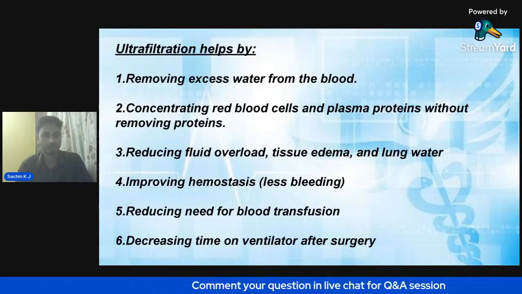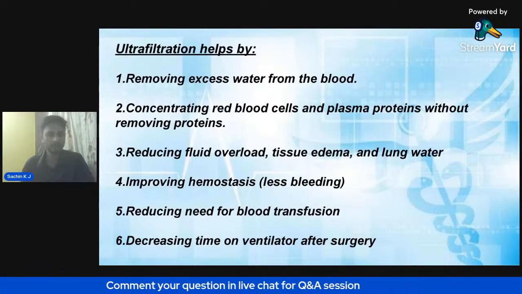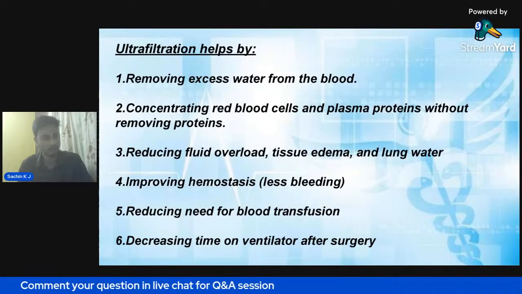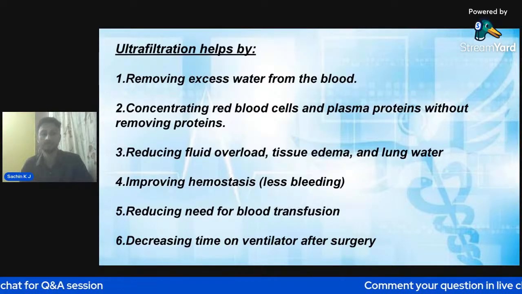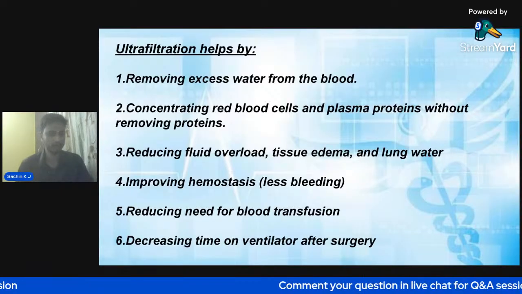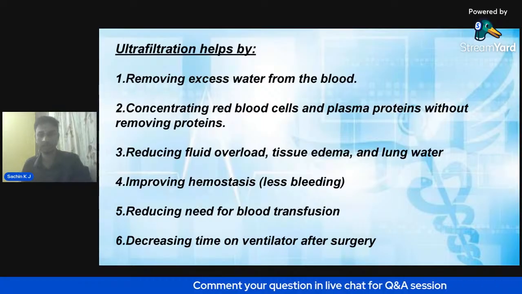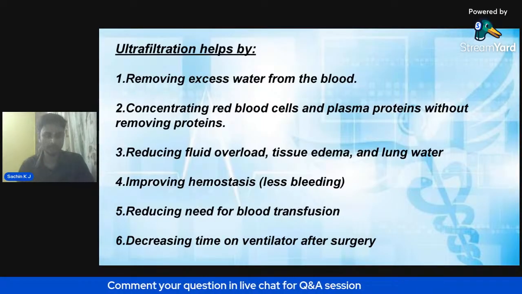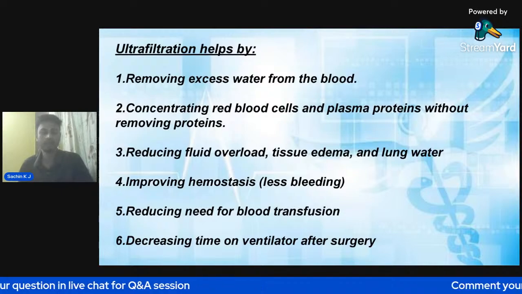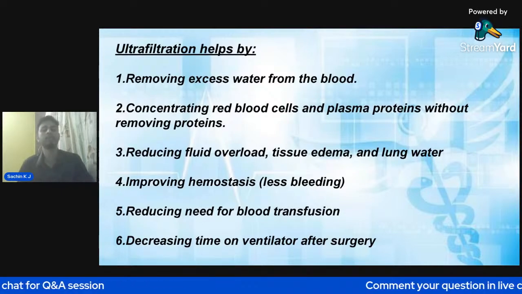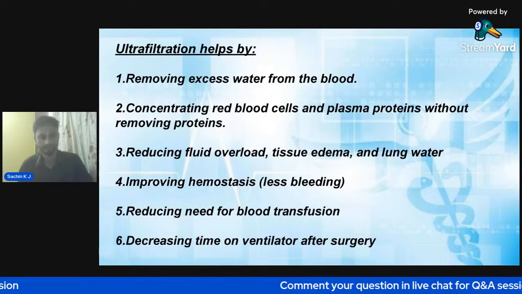Ultrafiltration helps by removing excess water from the blood, concentrating red blood cells and plasma proteins without removing proteins, reducing fluid overload, tissue edema, and lung water, improving hemostasis, less bleeding, and reducing need for blood transfusion, decreasing time on ventilator after surgery. Next slide, sir.